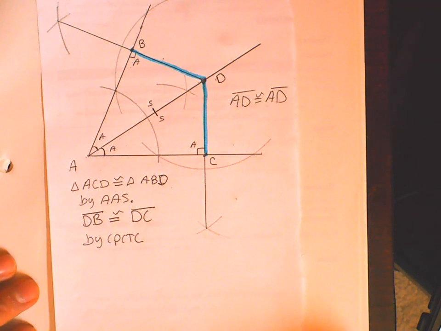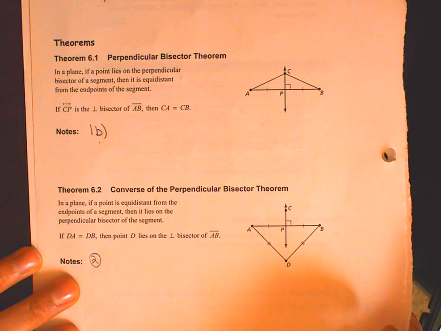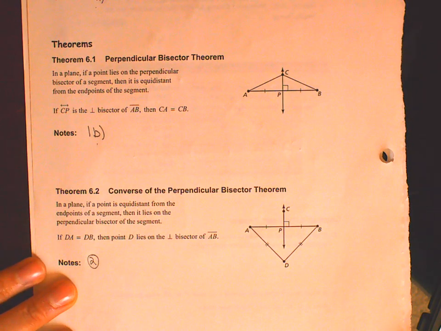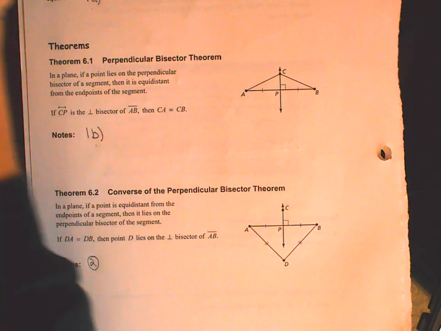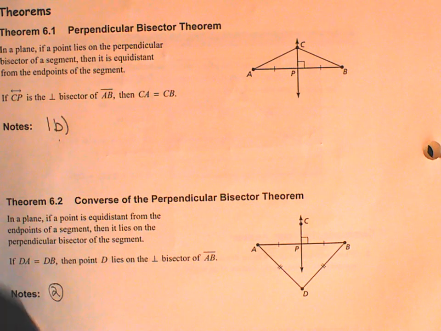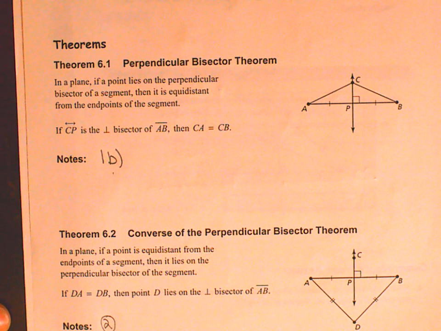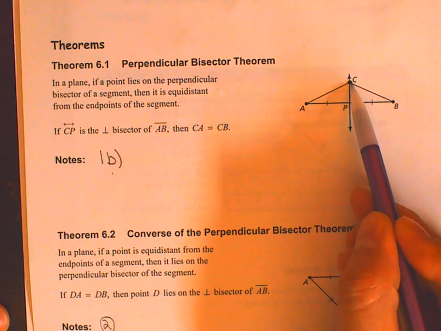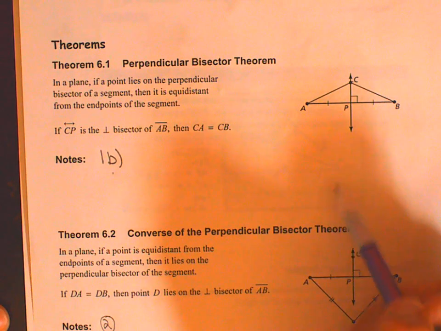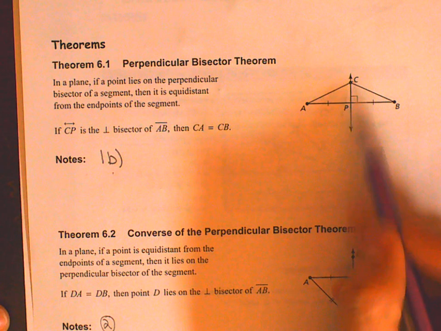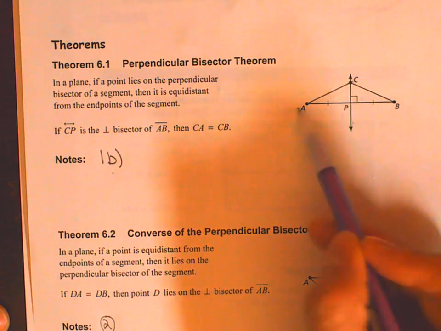Okay, next page, page 166. Let's go over some of these theorems that we just talked about. The first one is Theorem 6.1, the perpendicular bisector theorem. It states that in a plane, if a point lies on the perpendicular bisector of a segment, then it is equidistant from the endpoints of the segment. In other words, if CP is a perpendicular bisector, then CA is congruent to CB.